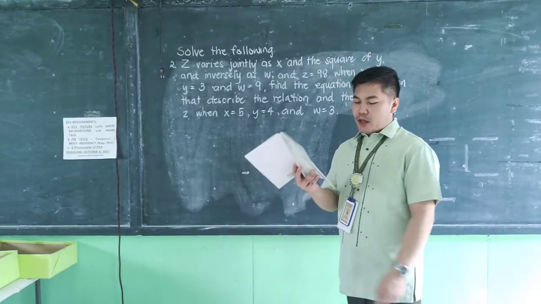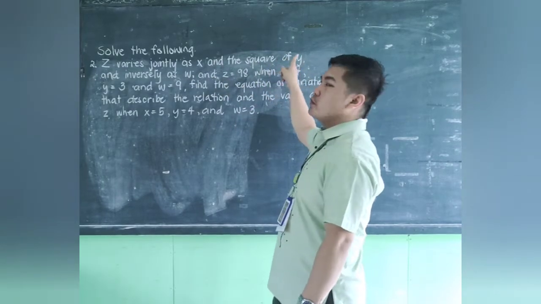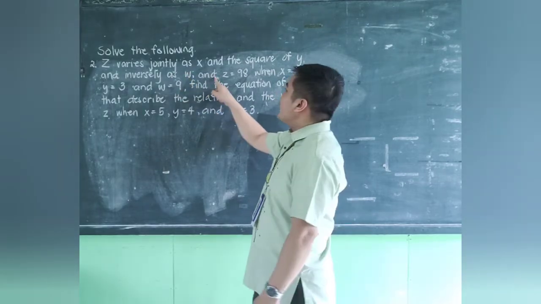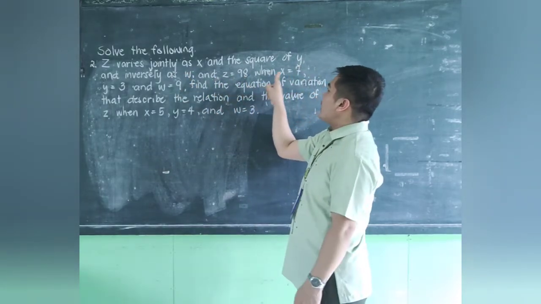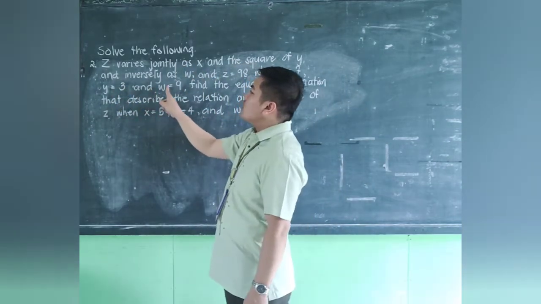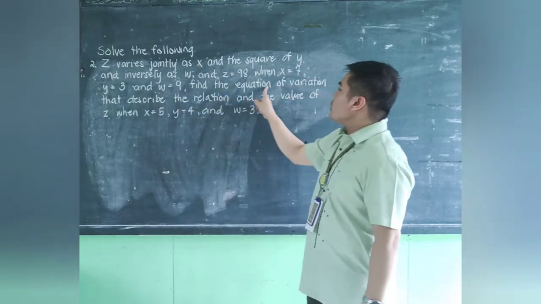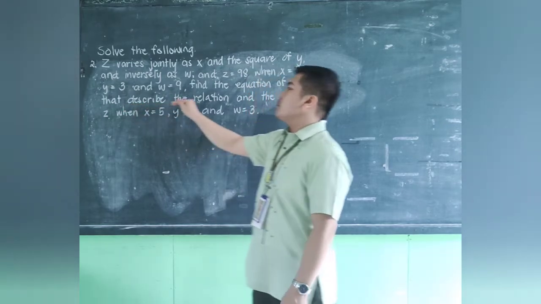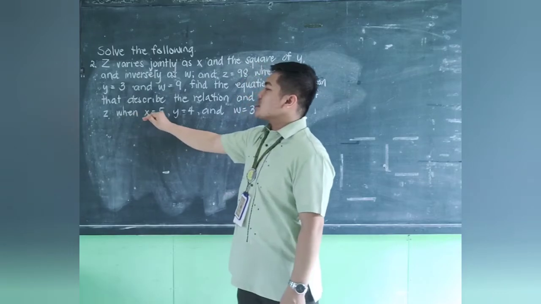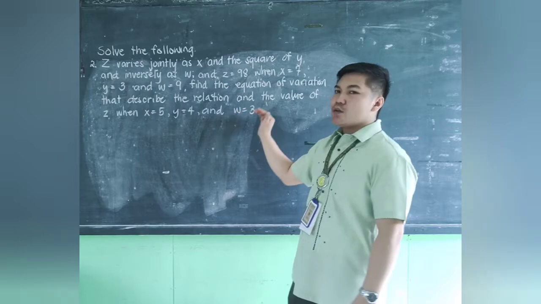The next example is on page 190. So, z varies jointly as x and the square of y, and inversely as w. And z is equal to 98 when x is equal to 7 and y is equal to 9. And w is equal to 9. Find the equation of variation that describe the relation and the value of z when x is equal to 5, y is equal to 4, and w is equal to 3.